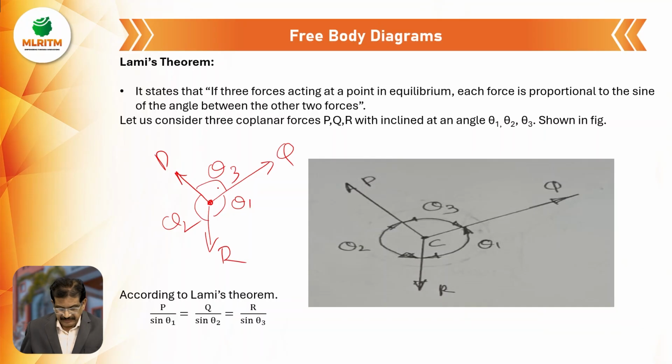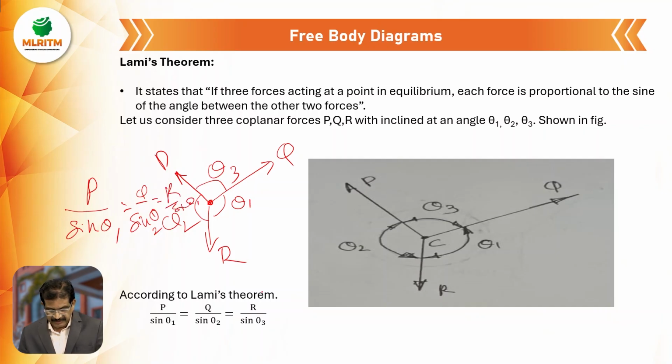According to Lami's theorem, each force is proportional to the sine of the angle opposite to it. P is proportional to sine theta 1, Q to sine theta 2, and R to sine theta 3. According to Lami's theorem, P by sine theta 1 equals Q by sine theta 2 equals R by sine theta 3. So this is called Lami's theorem. By Lami's theorem we can find out the unknown forces acting on a body.